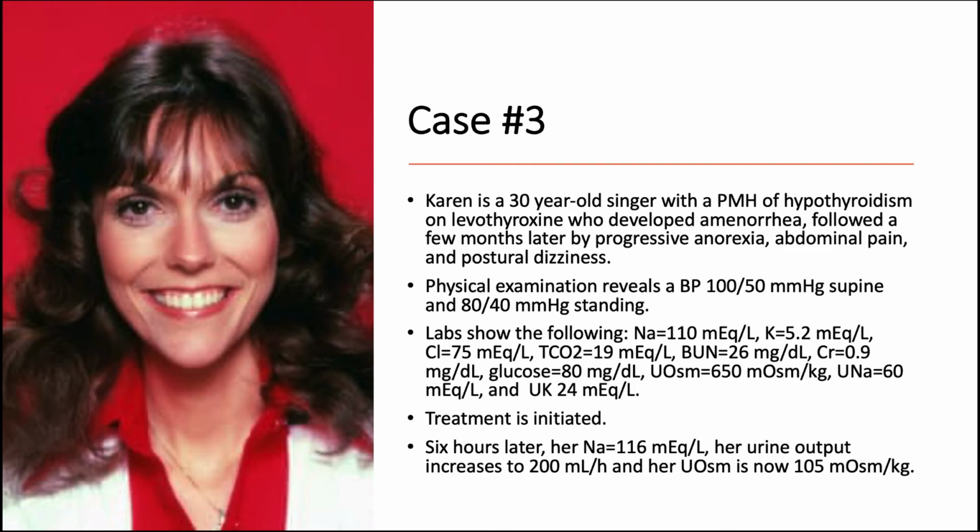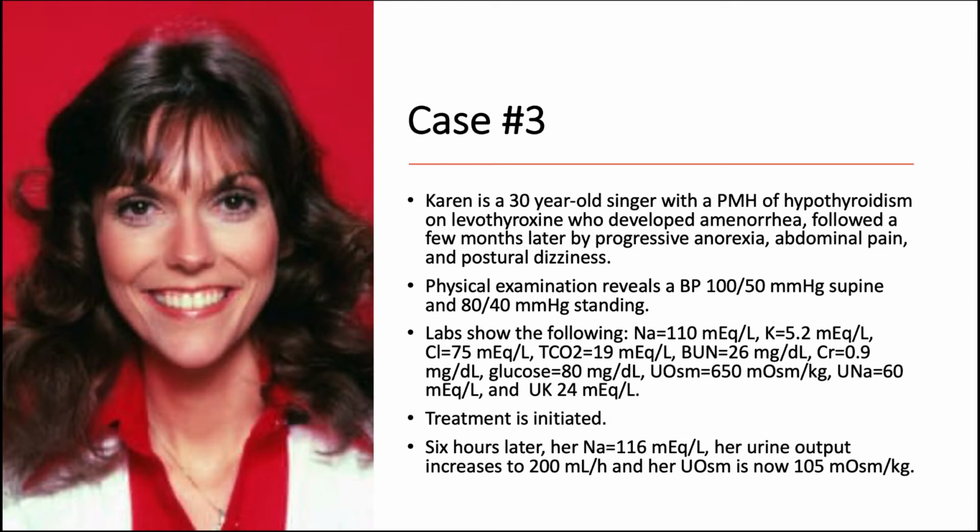Karen is a 30-year-old singer with a history of hypothyroidism on levothyroxine who developed amenorrhea, followed a few months later by progressive anorexia, abdominal pain, and postural dizziness. On exam, she has a blood pressure of 150 supine and drops to 80/40 standing. Her labs show a sodium of 110, potassium of 5.2, chloride of 75, bicarbonate of 19, BUN of 26, creatinine of 0.9, glucose of 80, urine osmolarity of 650, urine sodium of 60, and urine potassium of 24. And certain treatment is initiated.